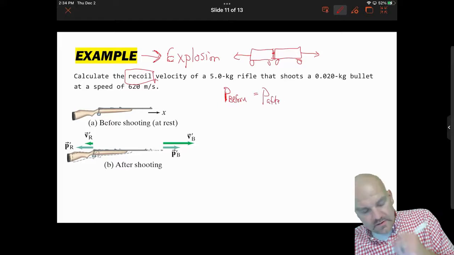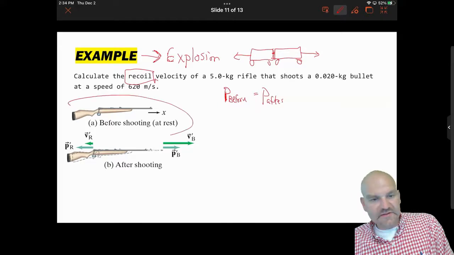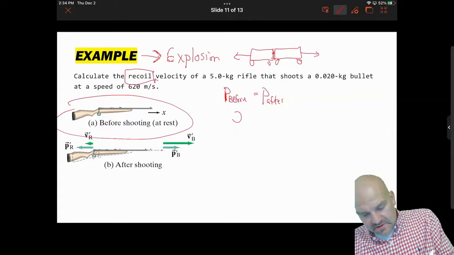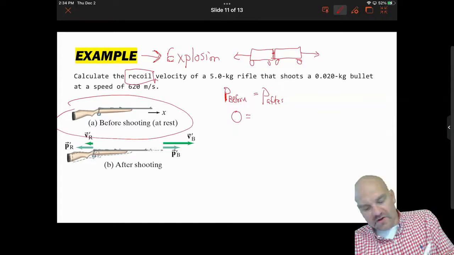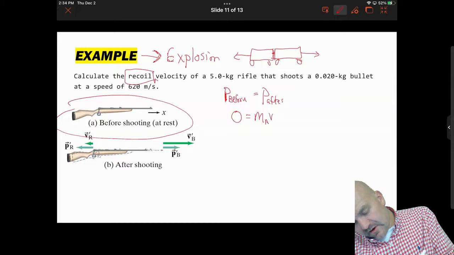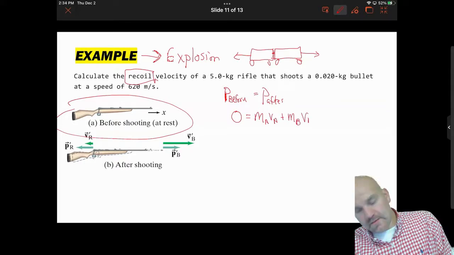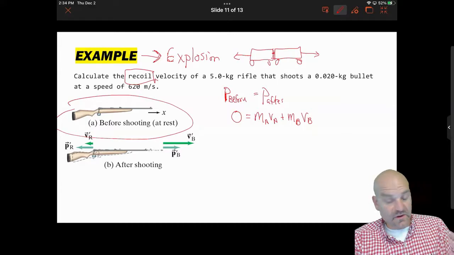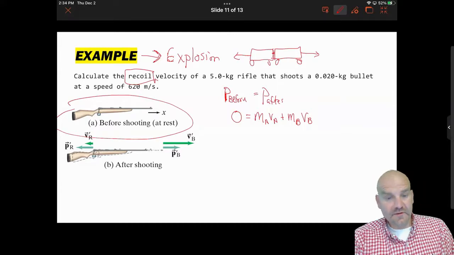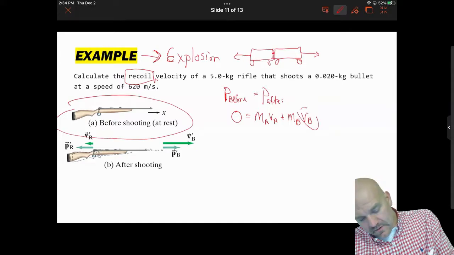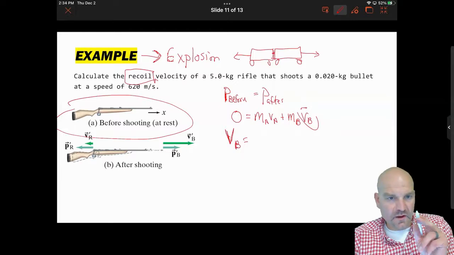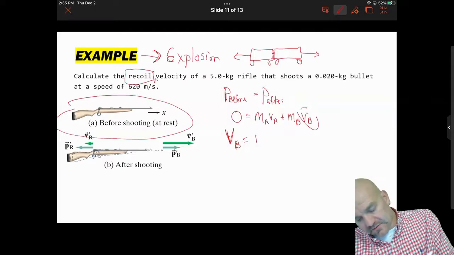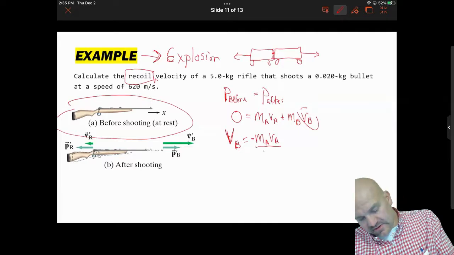equals P after. Now, the good thing is before, it says right there, everything is at rest. So my before total momentum is 0. So everything comes after the firing of the rifle. And so I have the bullet and the rifle going in opposite directions, which means one of those velocities is going to be not 0, but negative. And so if I solve this for VB, in this case, we're looking for the velocity of the rifle. So the velocity of the rifle is equal to negative MA VA, which is our bullet, divided by MB.